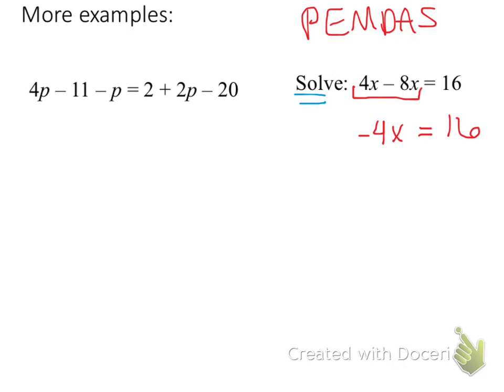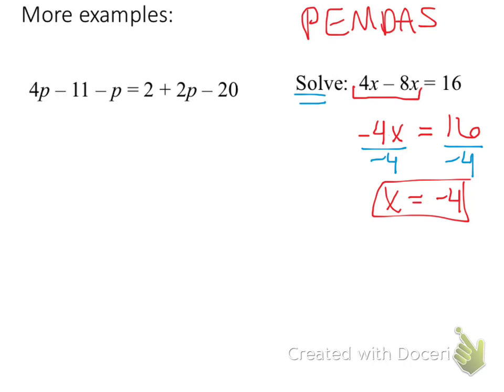Now I'm going to solve. The opposite of multiplication is division, so I'm going to divide both sides by a negative 4. X equals negative 4. Final answer. Let's try the left side.